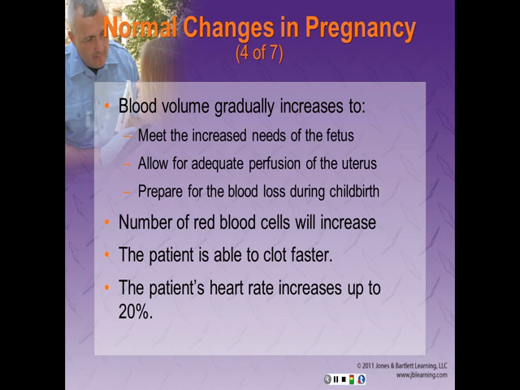Overall blood volume gradually increases throughout the pregnancy to meet the increased needs of the fetus and to allow for adequate perfusion of the uterus. Preparing for the blood loss that will occur during birth is also part of this process. Blood volume may eventually increase as much as 50% by the end of pregnancy.